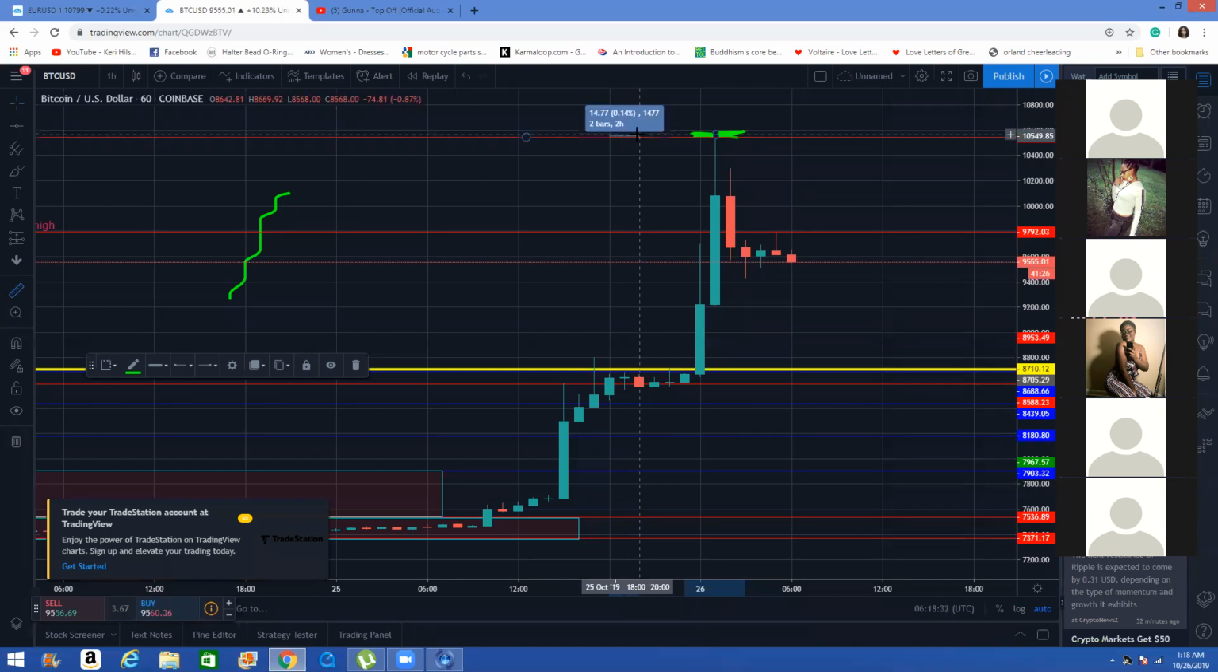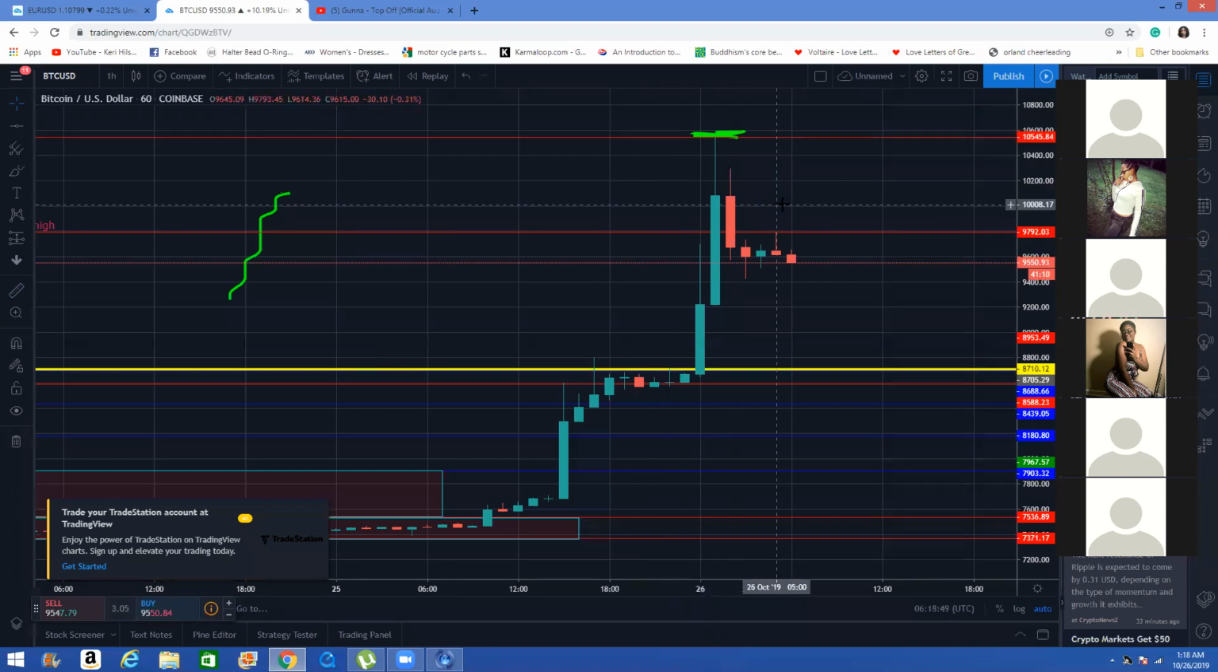Let's say it's like that right there. Actually, with Bitcoin, you would need at least a 100 pip stop loss. So you might put your stop loss at 106.45, right? About 100 pips away. And then you'll put your take profit basically at your next area of support.